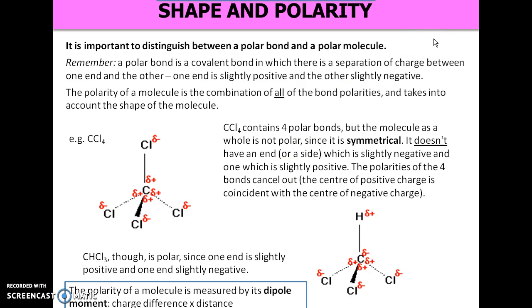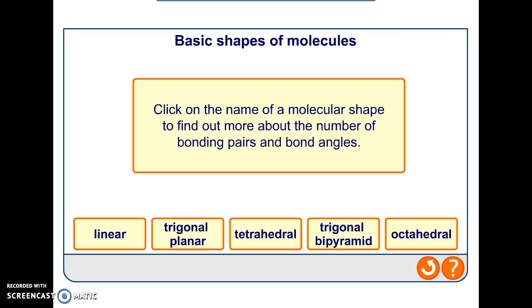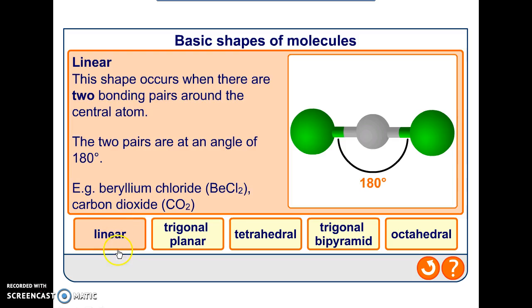Now, therefore, in order to work out whether a molecule is polar overall, you need to know if the bonds are polar, and you need to know about its shape, and consider if any of those bond polarities cancel out. So just briefly, we'll do some work on this in the lesson. Hopefully you remember your shapes of molecules.